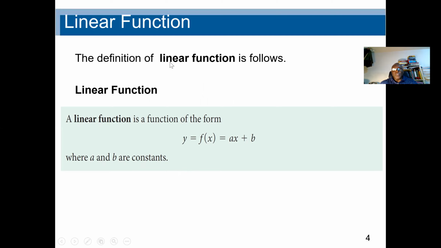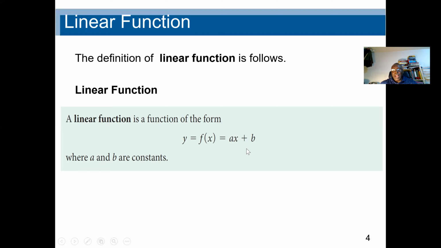So first, the definition of linear function is as follows. A linear function is a function of the form y equal to f at x equal to ax plus b. Now, what makes this a linear function is that the variable x exponent is 1. When the exponent is 2, it becomes a nonlinear function, a parabola, opening upward or downward. So again, what makes this function linear? Because the variable x exponent is 1.